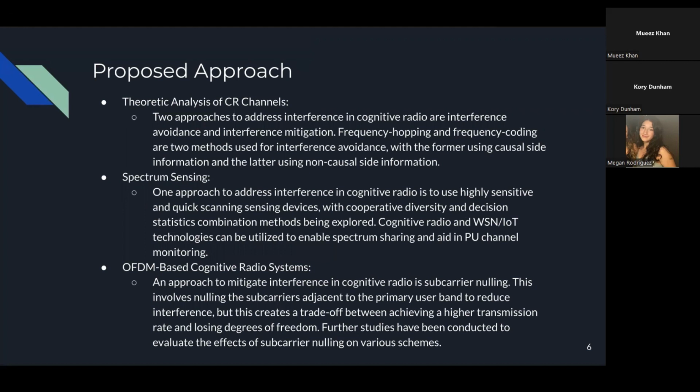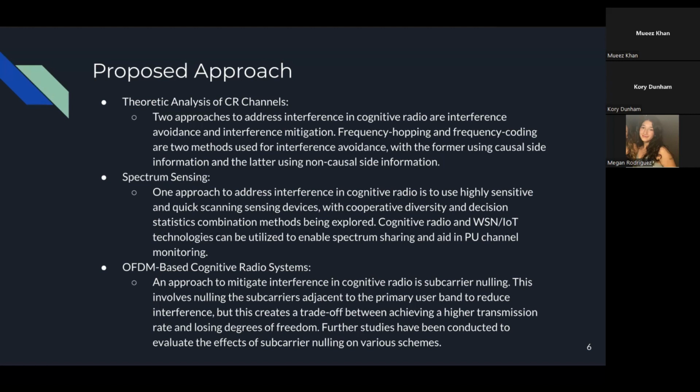Next, we have the proposed approach for spectrum sensing. One of the main approaches to address interference in cognitive radio is to use highly sensitive and quick scanning sensing devices with cooperative diversity and decision statistics, in combination with methods being explored. Cognitive radio and WSN or Internet of Things technologies can be utilized to enable spectrum sharing and aid in PU channel monitoring.